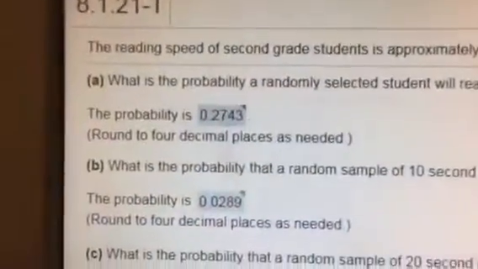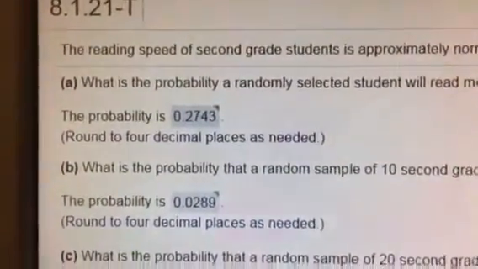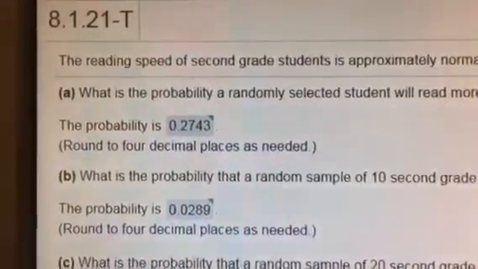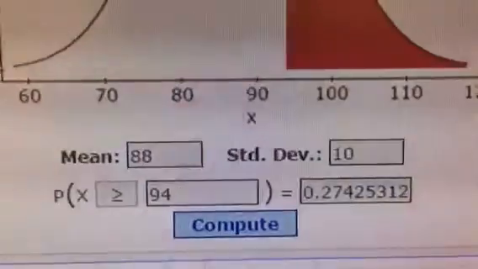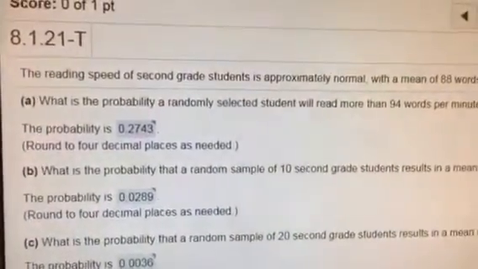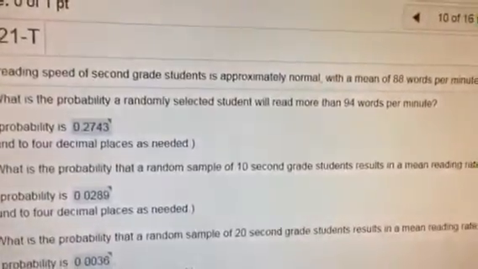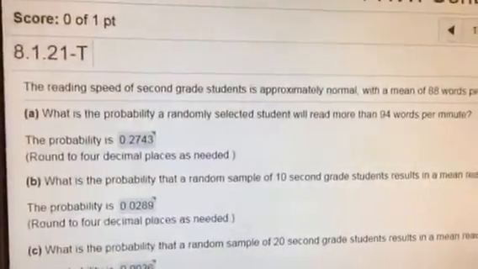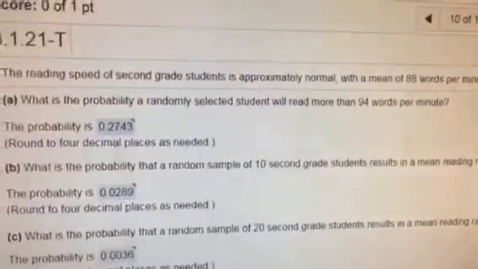I wanted to show you something. So we're looking at the sample size of 1, and so let me go back to this. So this is what we end up with. Our probability is 0.2743, and that's coming from this box right here, 0.2743. Now what that's telling me, if I was interpreting this, would be 27.43% of the time that students would have reading speeds more than 94 words per minute.